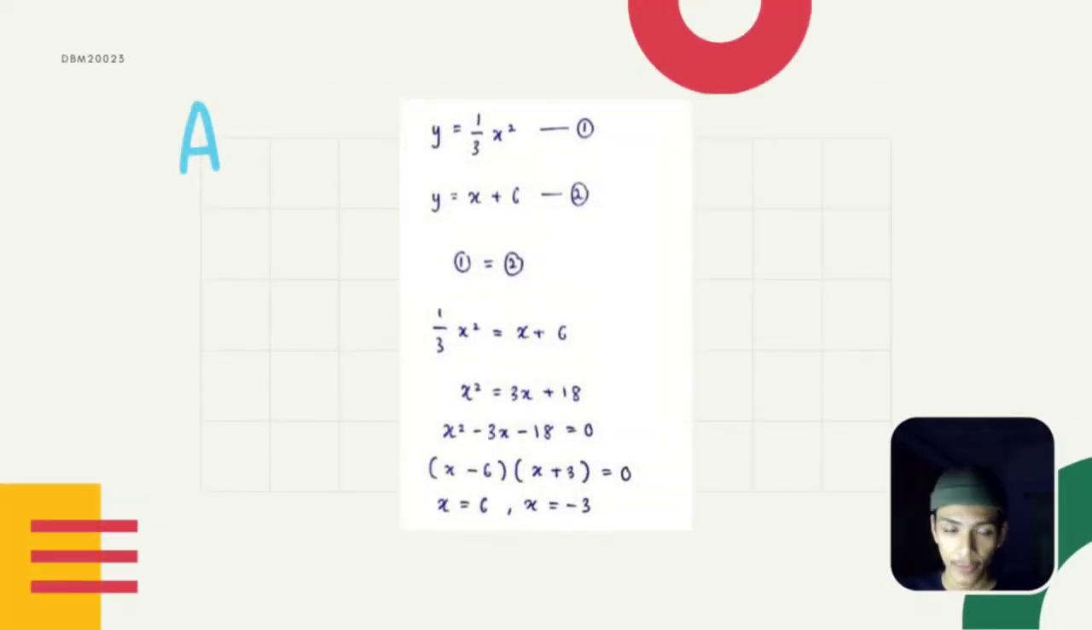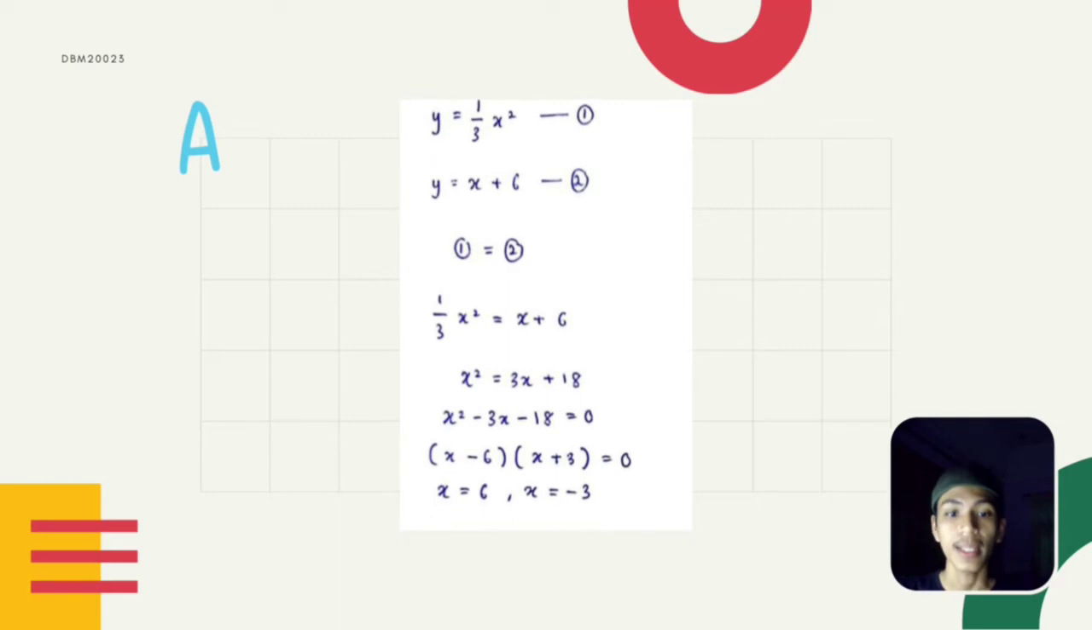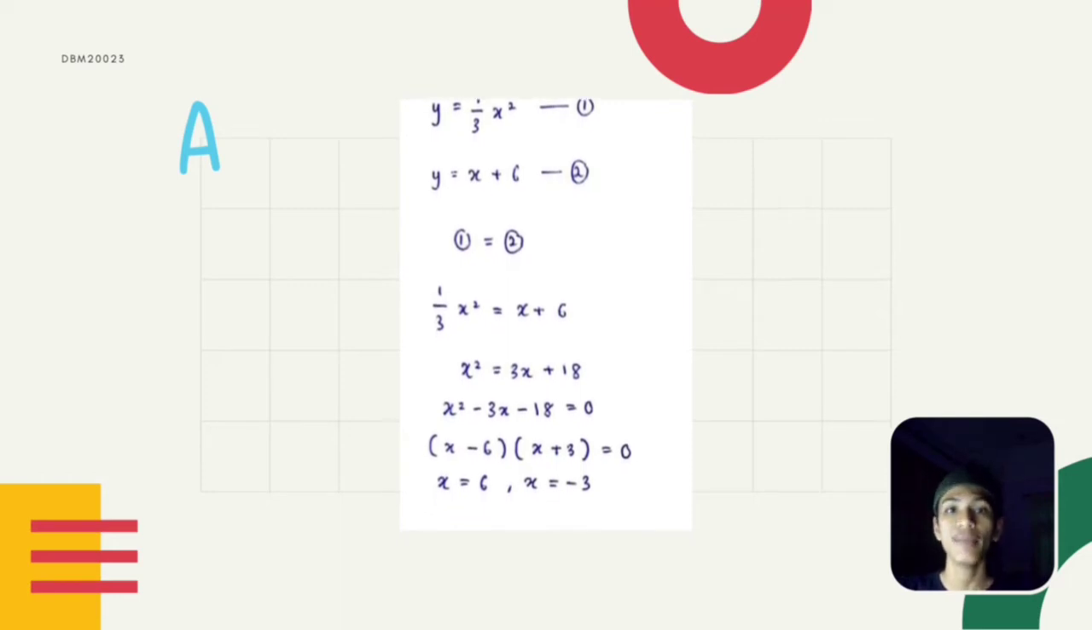Okay, now we're going to the first point, and it is to determine the points of intersection A and B between the two lines. As you can see, there are two equations that have been given, and they are y equals 1 over 3 x to the power of 2 and y equals x plus 6. The first thing that we need to do is use the simultaneous equation. So as you can see here, there are two equations that have been given, y equals 1 over 3 x to the power of 2 and y equals x plus 6.